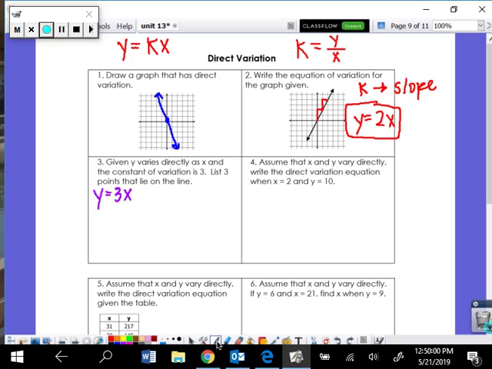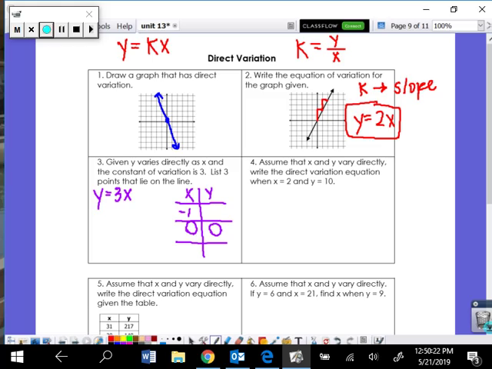We just plugged in our k. So now we want to figure out points that are on this line. Well, it's direct variation. We can draw a table to help us figure out some points. I know (0, 0) is always on my line of direct variation. So there's one option. Then you can pick whatever you want.